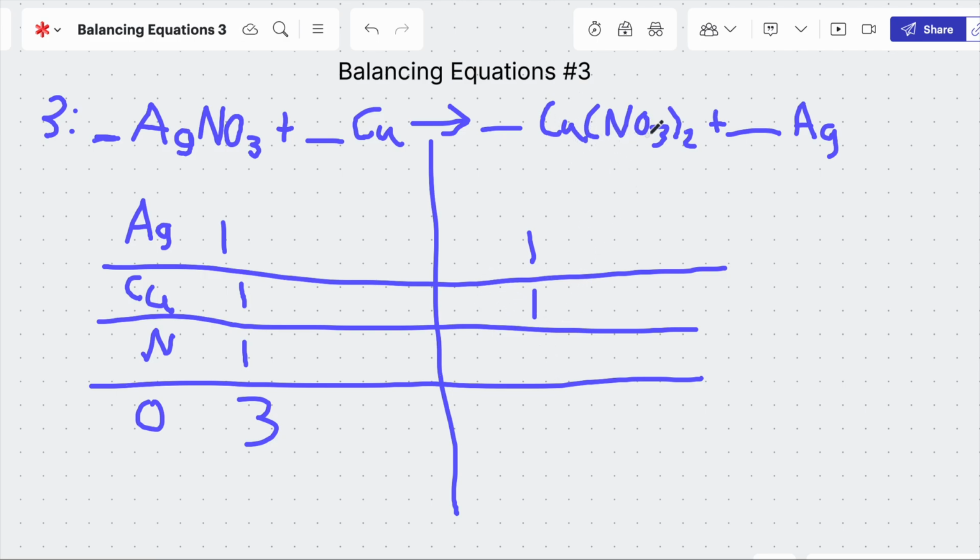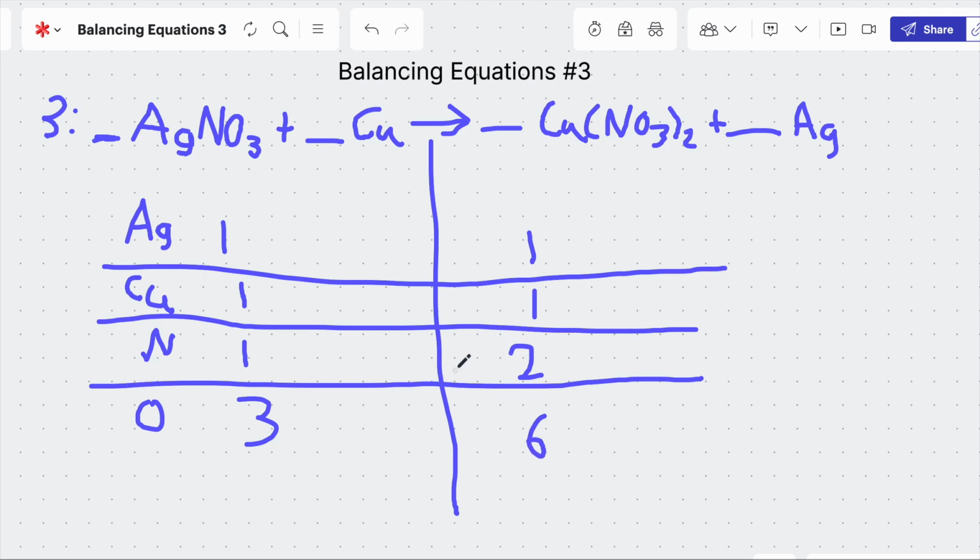Right, and this time our N's and O's are in a parentheses. And remember, that means we got to multiply that number to the ones inside. So that N, there's just one of them there. This parentheses is saying we got 2 of these. So 2 times 1 gives us 2. All right, and then same thing for O's. We got 3 times 2, which is 6.